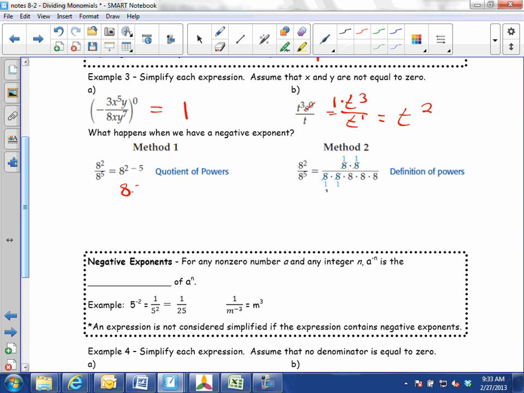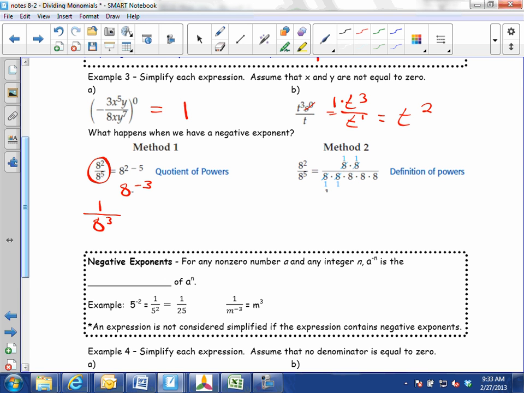So we have 8 to the negative 3. Yeah, we can have negative exponents. In this case, if I go 2 minus 5, I get negative 3. That means since it's a negative, it ends up in the bottom. So I got 1 over 8 to the positive 3. When I take it and move it to the bottom, it changes its sign.